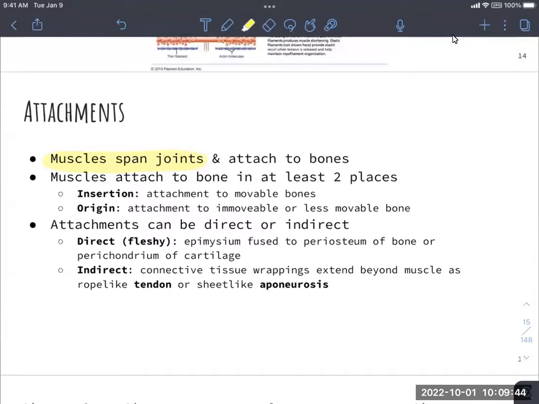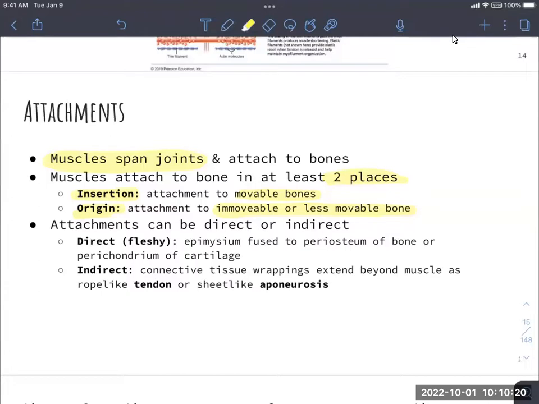They are going to attach in two places. One place is the insertion. That is the movable part. The origin is immovable or less movable. So let's think about that biceps in your arm. I just said that its insertion point is below the elbow. The origin is up in the shoulder.